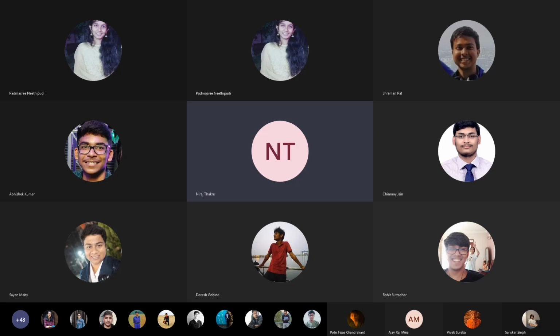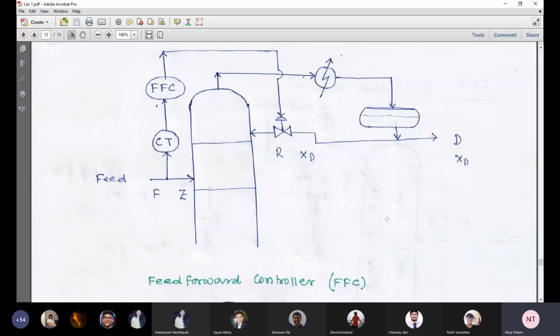In the feedback controller, we measure the control variable. And for the feed forward controller, we measure the load variable. Don't say here this Z is the control variable. Fine. And the second point he told is correct. See here, feedback.